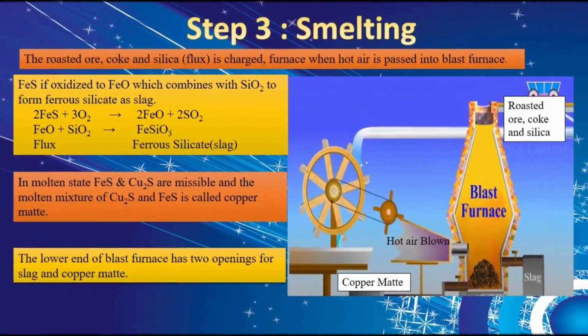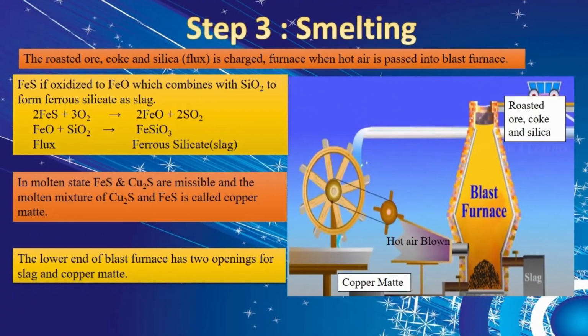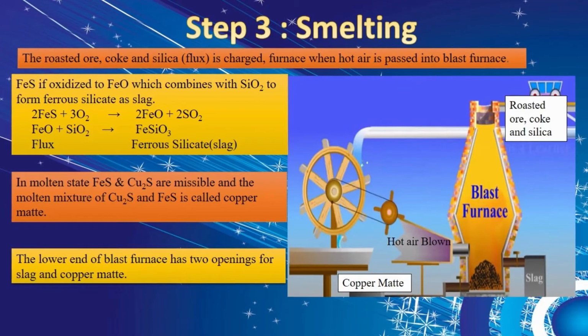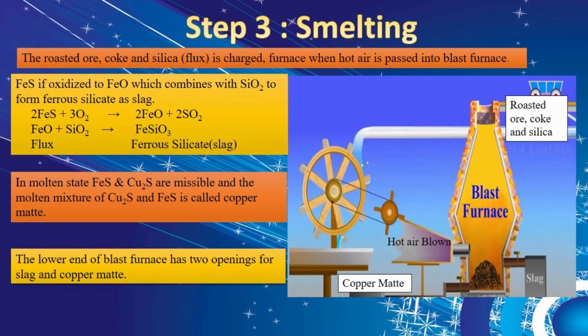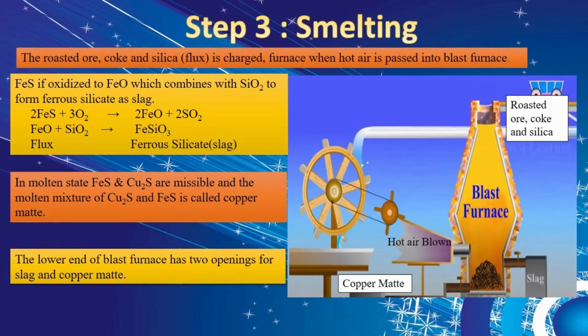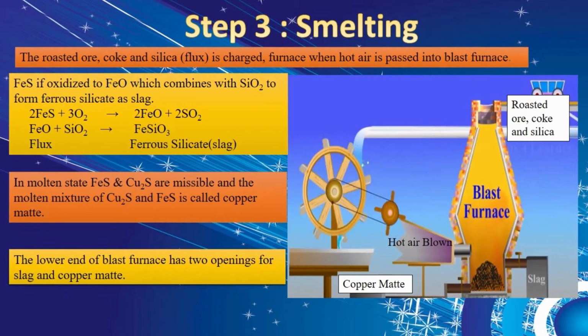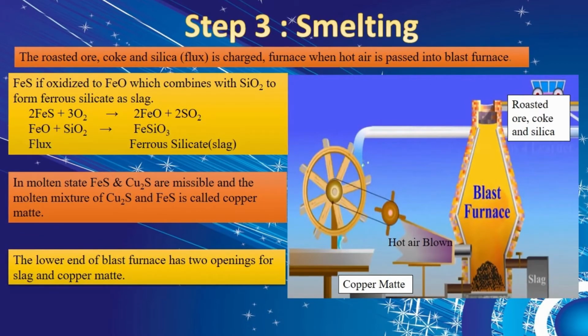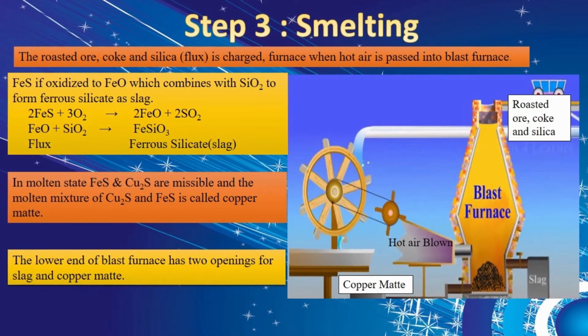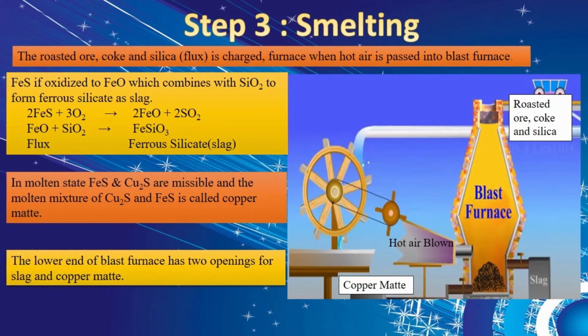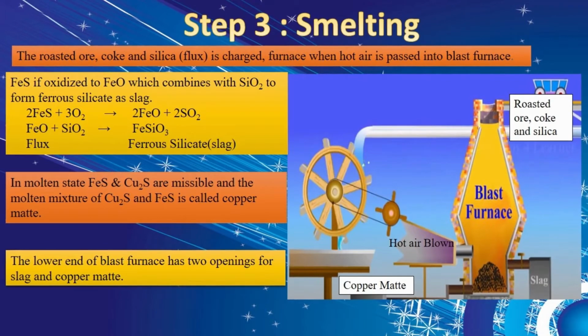The next step involved in the extraction process is smelting. The roasted ore, coke and silica is called charge. The role of coke is as a reducing agent, as well as it acts as a fuel in the extraction process. The role of silica is flux. It will react with the gangue particles and form a molten slag which can be easily removed.